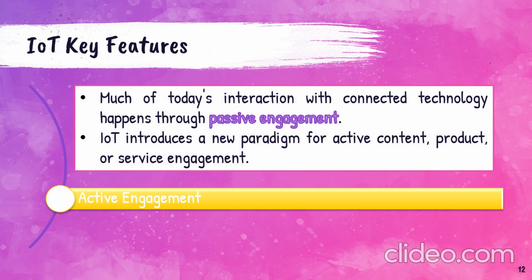Active engagement. Much of today's interaction with connected technology happens through passive engagement. There are two types of engagement. One is called passive engagement and another one is called active engagement. But today all the communication happens through passive engagement. IoT introduced a new paradigm for active content, product or service engagement through active engagement.